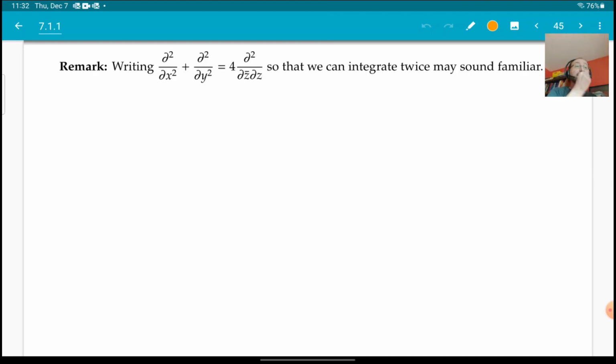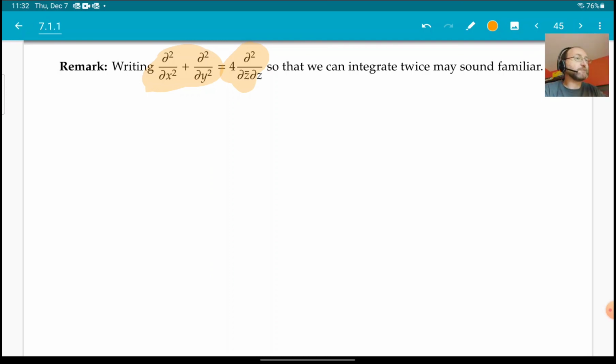All right, now here's that remark that I talked about in the beginning. This idea that we rewrite the Laplacian, if I add the two second derivatives, as a single mixed second derivative, differentiating in one variable and then in the other, so that you can integrate twice. That's what we did. We found the primitive.